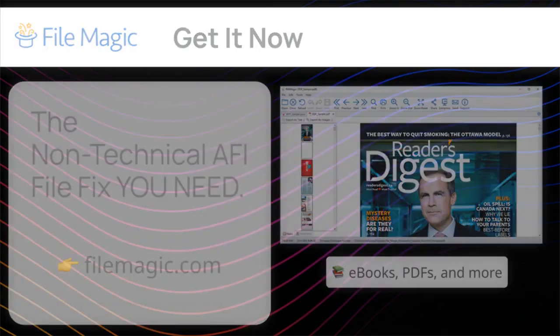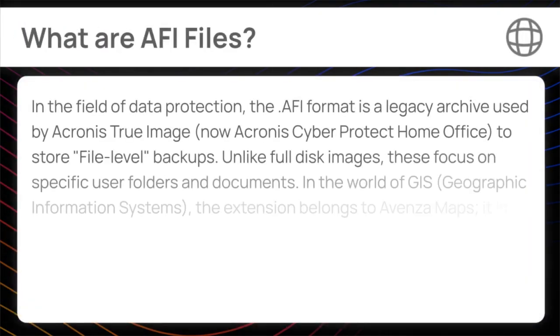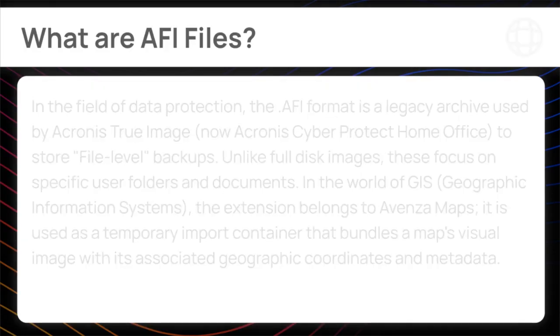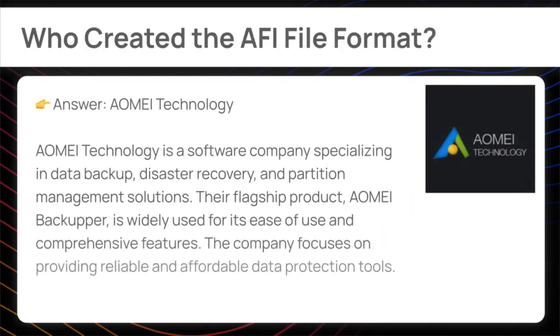In the field of data protection, the AFI format is a legacy archive used by Acronis True Image, now Acronis Cyber Protect Home Office, to store file-level backups. Unlike full-disk images, these focus on specific user folders and documents. In the world of GIS, Geographic Information Systems, the extension belongs to Avenza Maps. It is used as a temporary import container that bundles a map's visual image with its associated geographic coordinates and metadata.